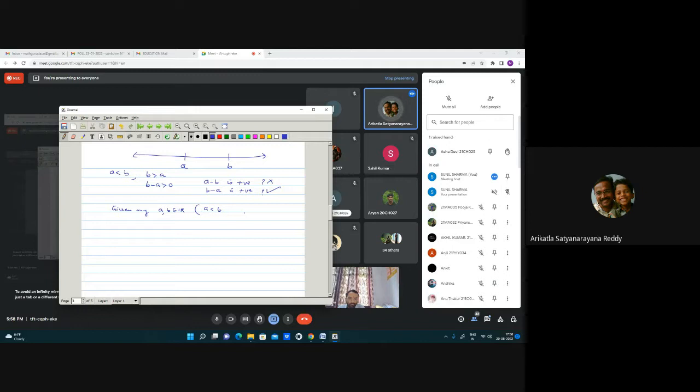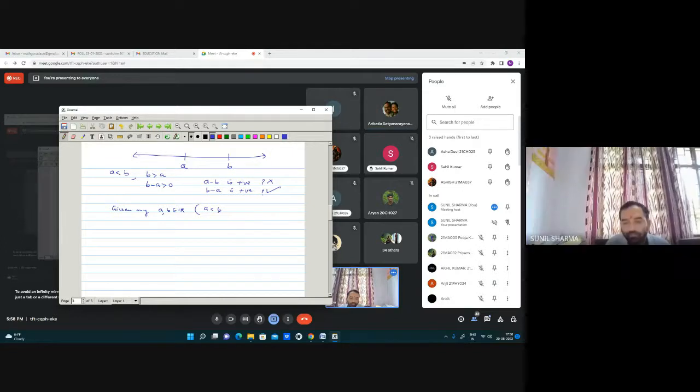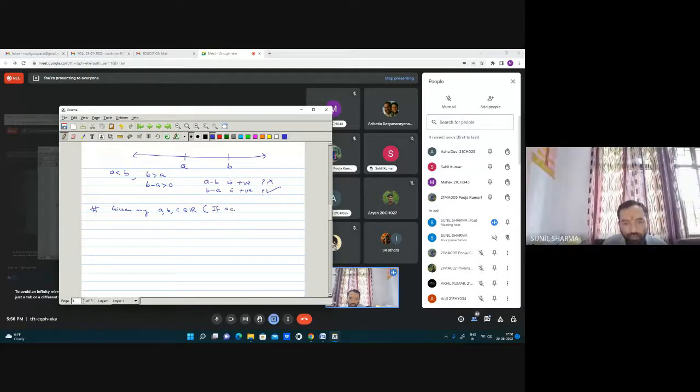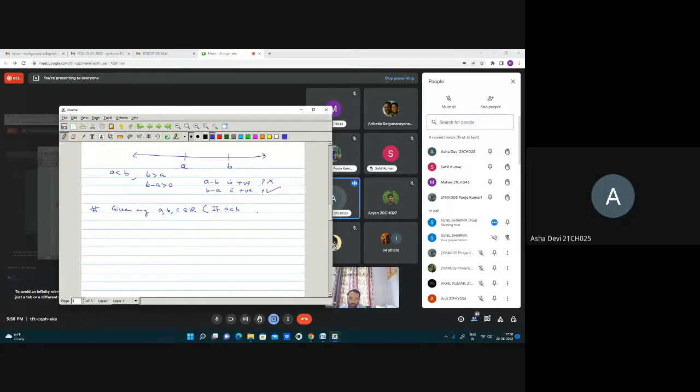Okay, do you know any other property? Asha? Sir, given any A, B, C belonging to R, real numbers, A is less than B, and C is a positive number, C is greater than 0, then AC is less than BC. A into C is less than B into C.